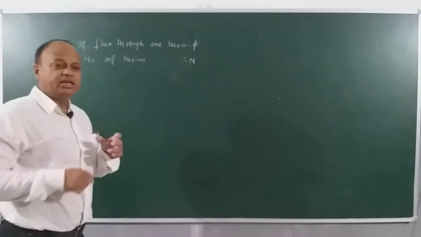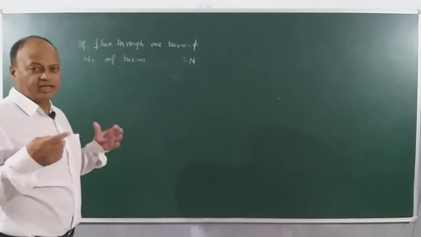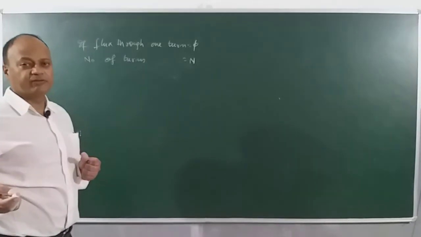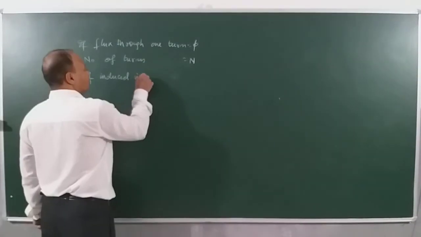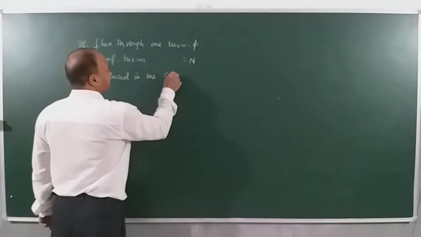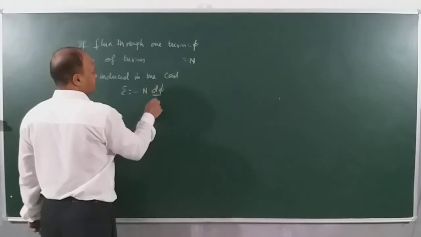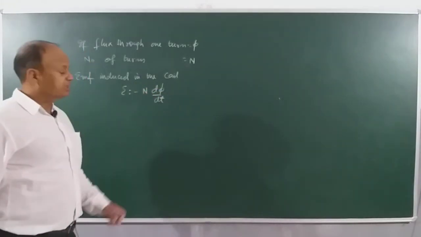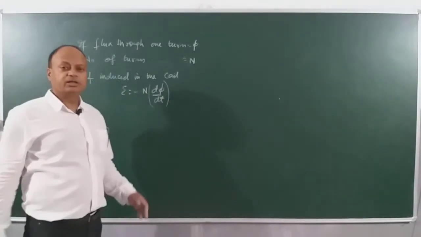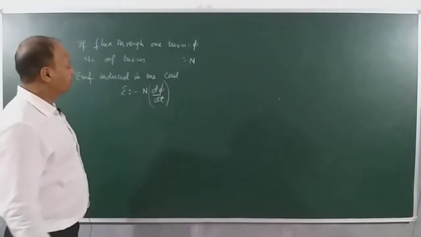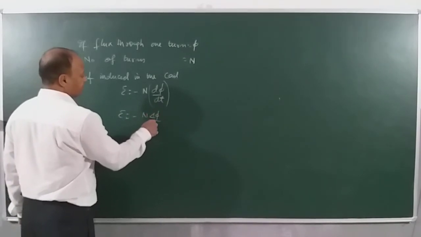How many turns are there? N turns. So children, each turn will have an induced EMF and all these EMFs will add up together to generate the total EMF which is associated with the given coil. Okay? So we will say like this, EMF in the coil, E will be equal to minus N into d phi by dt. Meaning the total EMF in the coil will be the EMF through one turn into the total number of turns. Clear?